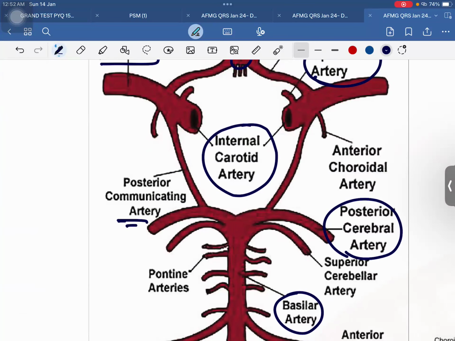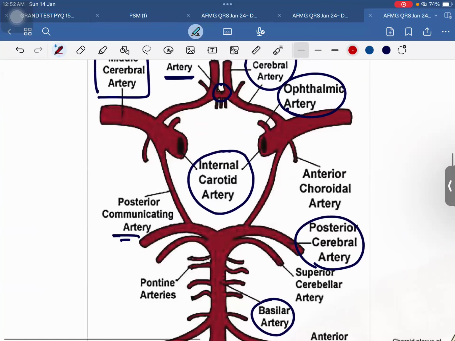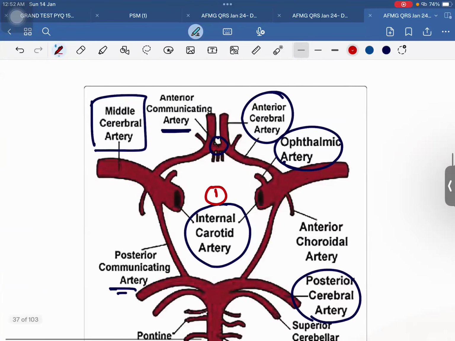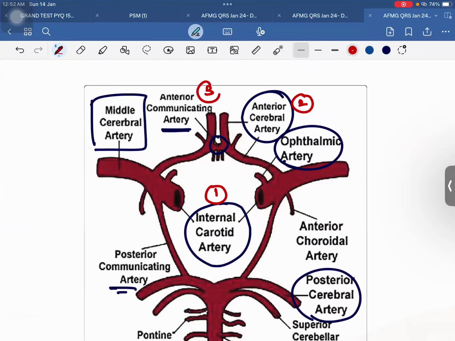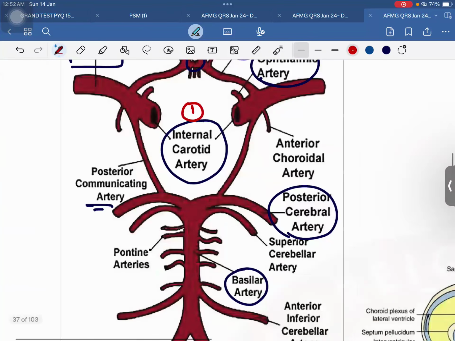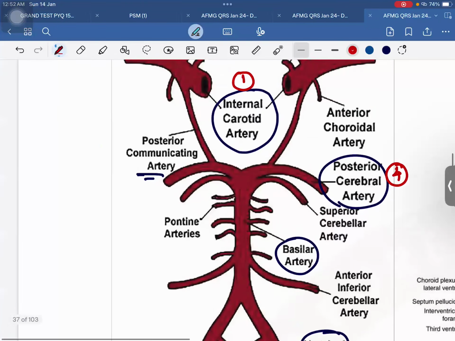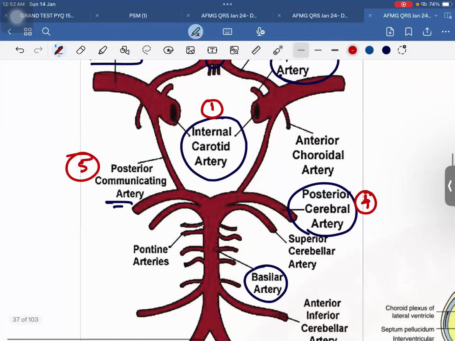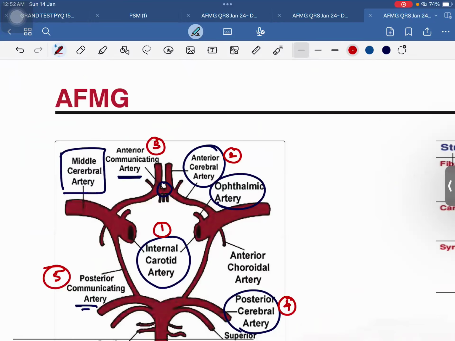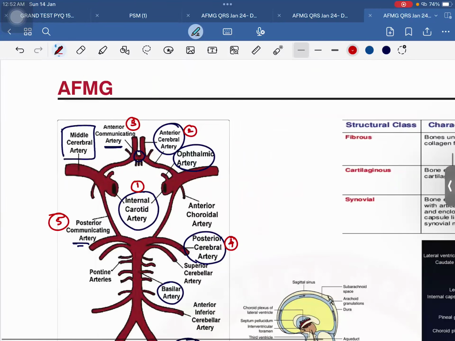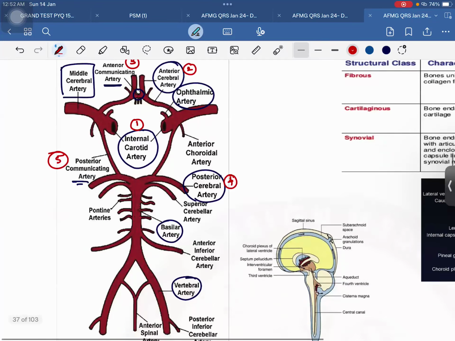Okay? If they ask you which arteries are the part of circle of Willis, you have to understand first the internal carotid artery, second the anterior cerebral artery, third the anterior communicating artery, fourth the posterior cerebral artery, and fifth the posterior communicating artery. Yes, only these five arteries are a part of the circle of Willis, beta. So please remember, middle cerebral artery or the ophthalmic artery, they are never the part of the circle of Willis. Please remember that. Okay? So that has to be remembered.